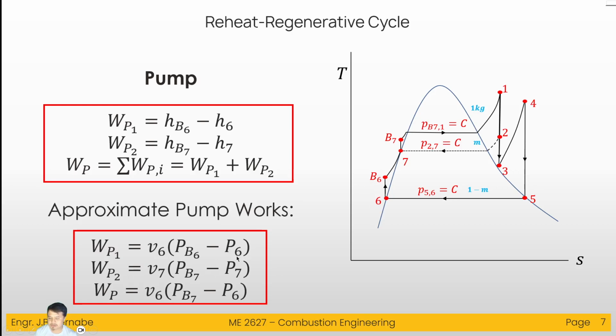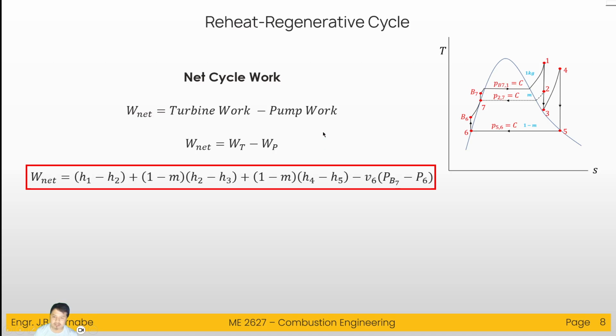So PB6 minus P6, no? And then the entry specific volume. For pump work 2, 7 to B7, so the difference in pressure, and then the entry specific volume. For the total pump work, no? We have to consider the entry specific volume multiplied by the difference in pressures from the lowest pressure to the highest pressure, which is PB7 minus P6.